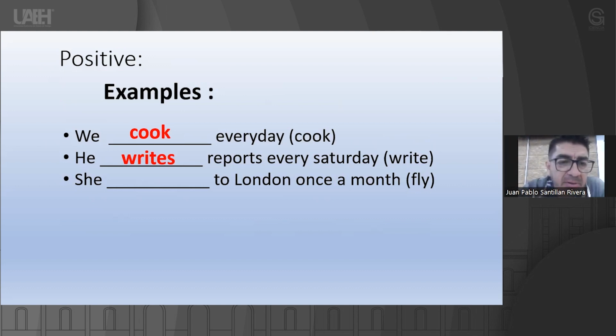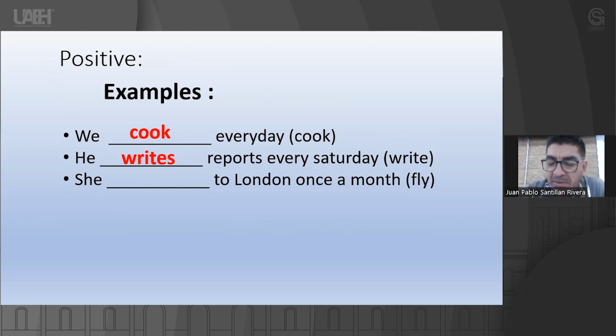In the next example, she something to London every month, and we have the verb fly. We remember that the verb has a Y ending preceded by a consonant, and we understand a consonant as letters that are not vowels.